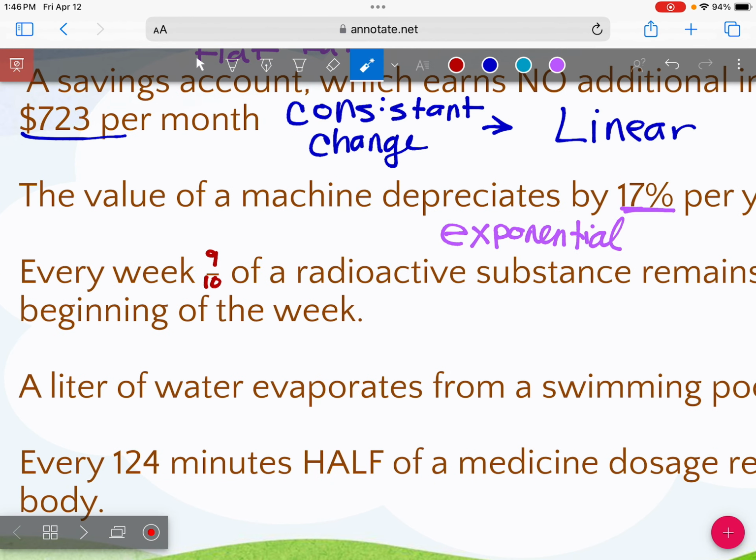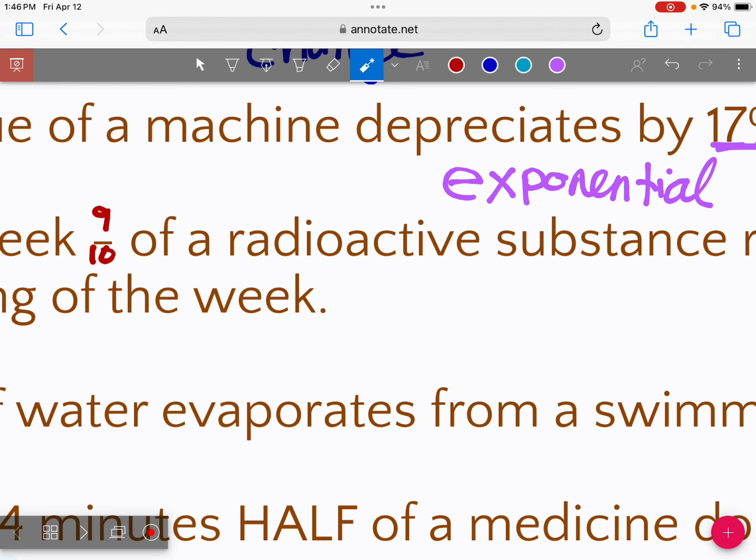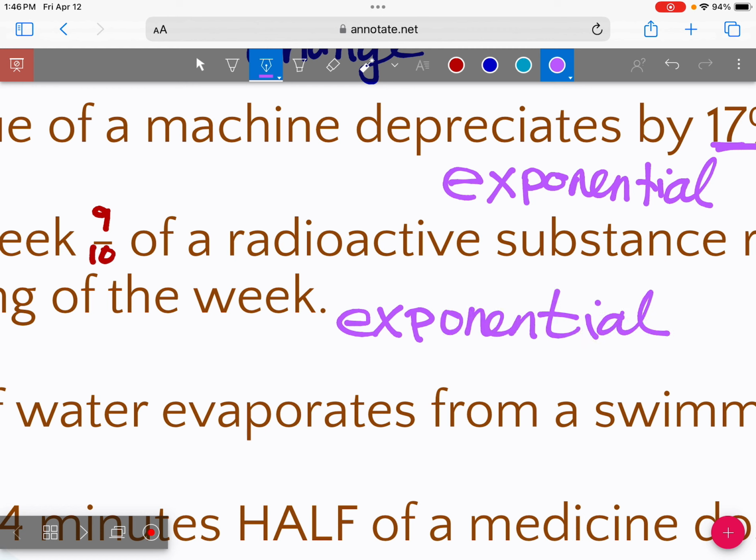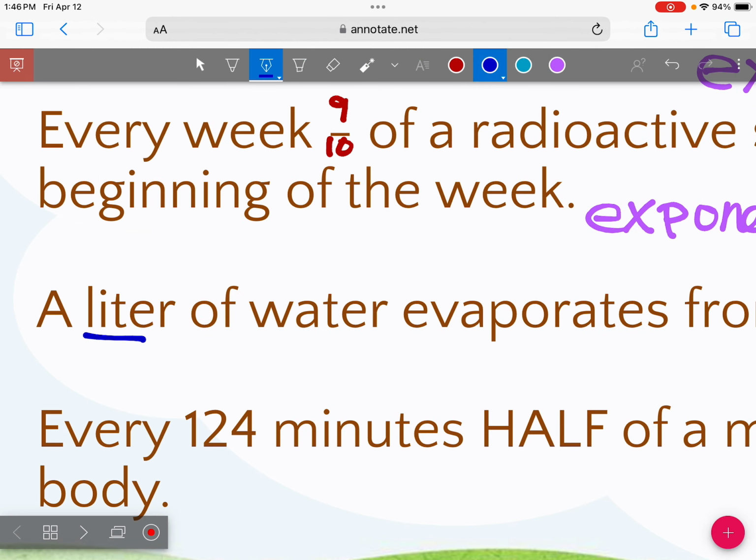So, C, what do we think? The radioactive substance one. Exponential. Because I have 9/10 of it, which is going to change depending on how much I have. So this one's exponential. How about D? Linear. It's 1 liter, whether that is an Olympic-sized swimming pool or a baby kiddie pool, or it's just a puddle in the bottom of an empty swimming pool, I'm losing 1 liter. So this is linear.